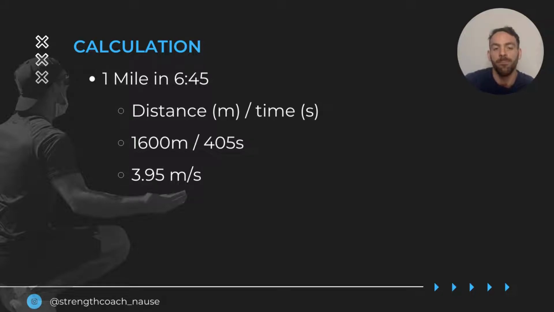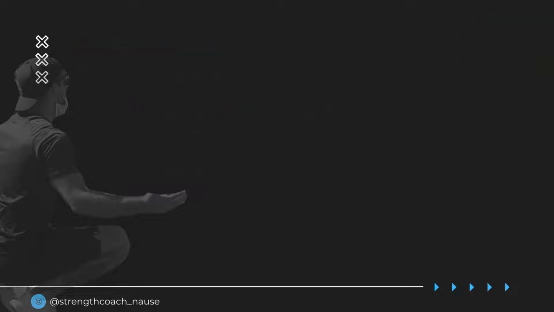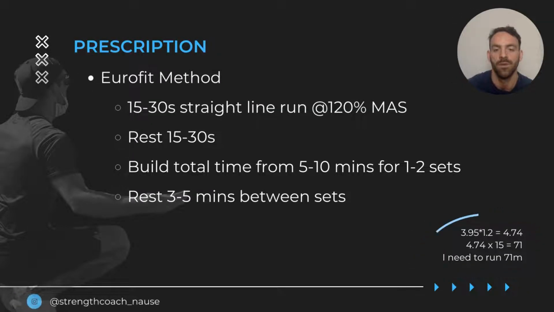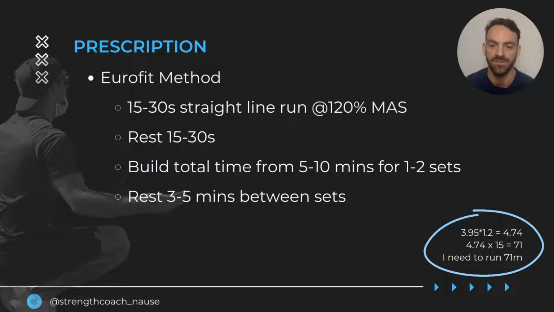So as you can see here, we ran a mile in 6:45. That's 1600 meters in 405 seconds. When you divide that, you get a MAS, or max aerobic speed, of 3.95 meters per second. So this is the average speed, the max aerobic speed that I was traveling at throughout that test. From here, you can now start to prescribe training. So we know what my MAS is, 3.95 meters per second.